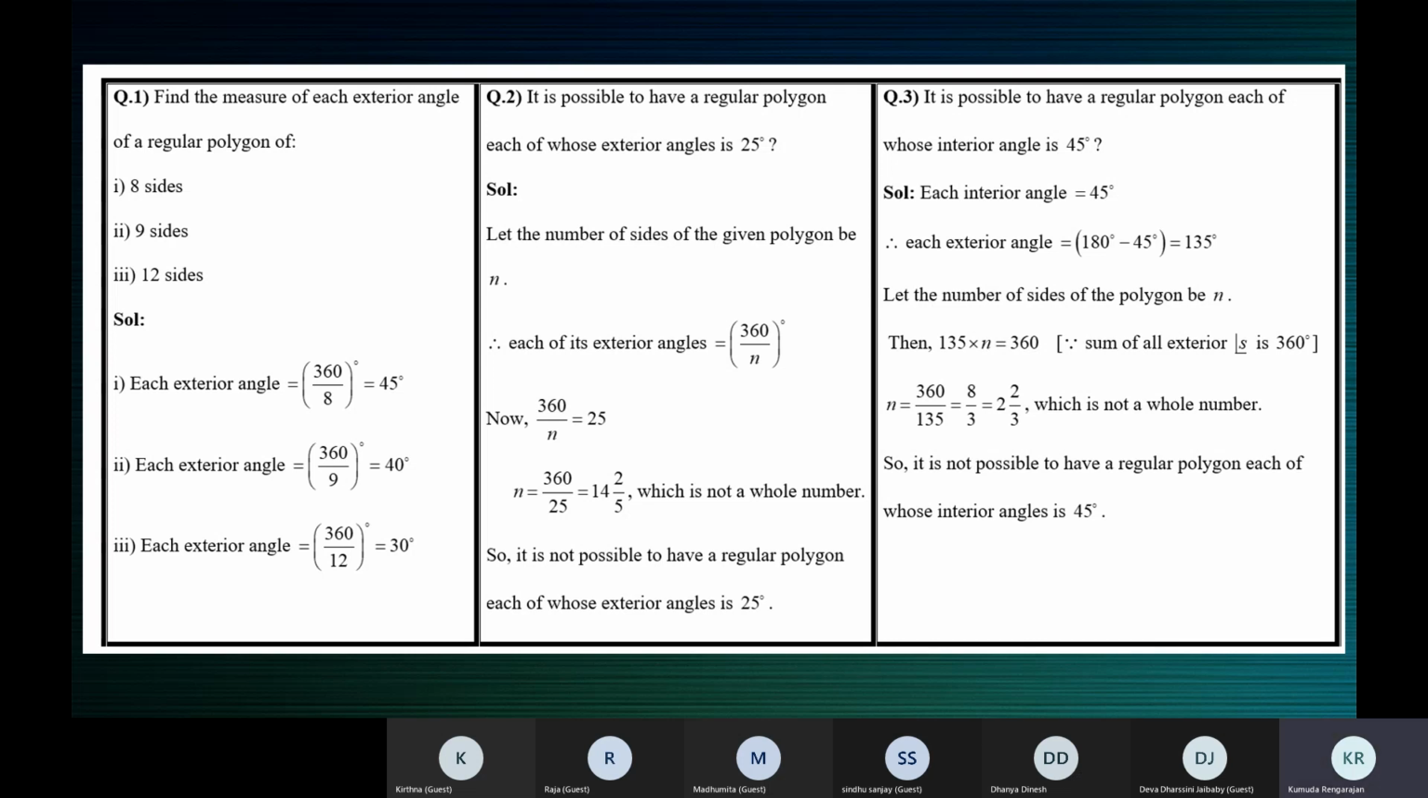In an irregular polygon, supposing that irregular polygon has 12 sides, 12 angles, one of the angles may be 45 degrees.